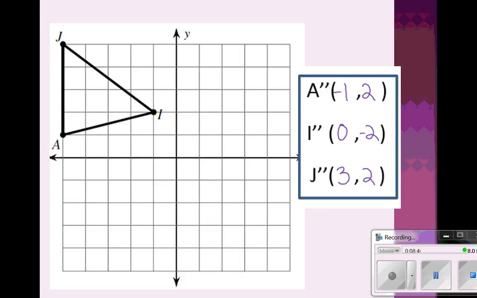Let's go to the image now, and we're only plotting the prime. So A prime is negative 1, 2. I prime is 0, negative 2. And J prime is 3, 2. 1, 2, 3. 1, 2. I can connect my points, and that would be my new image.